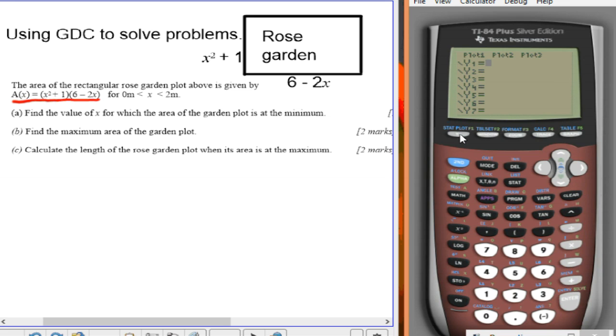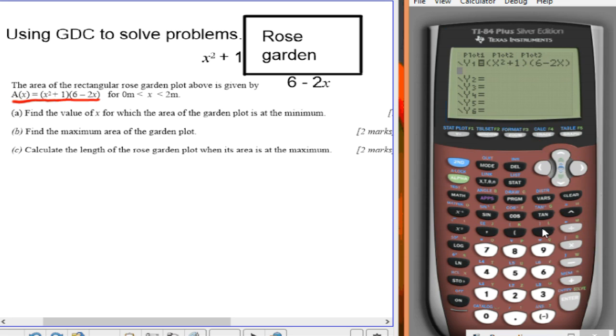It's a bracket, and then I have x squared, and then plus 1, close bracket. And then bracket again, 6 minus 2x, for example. Here's my equation, and x here has to go from 0 to 2.